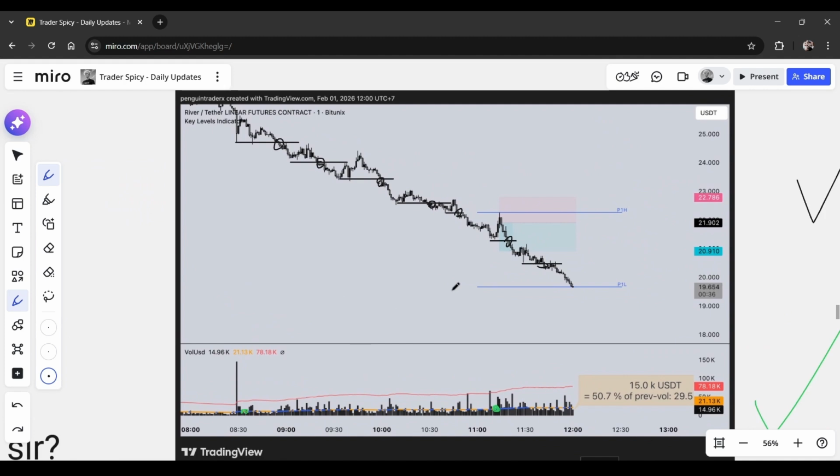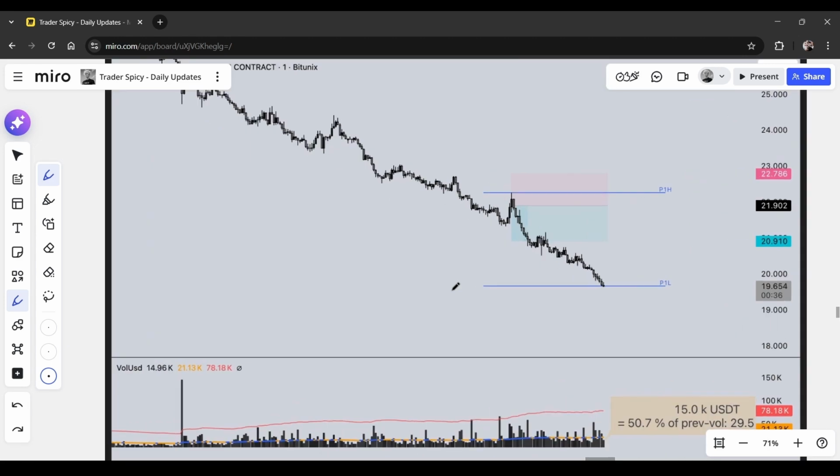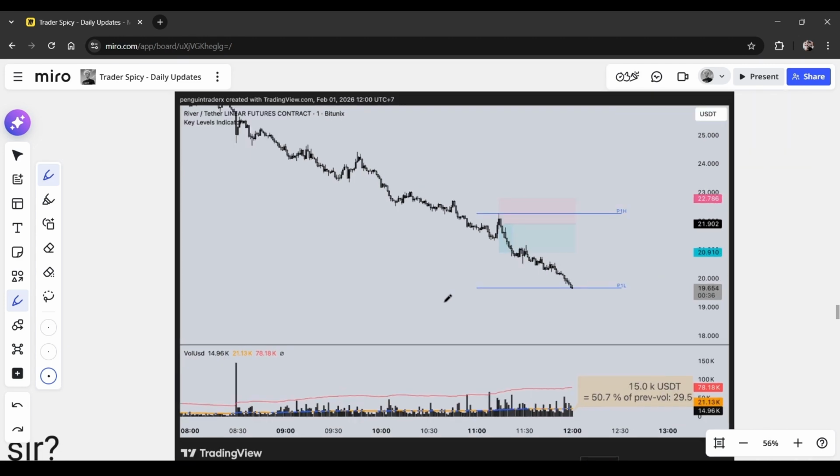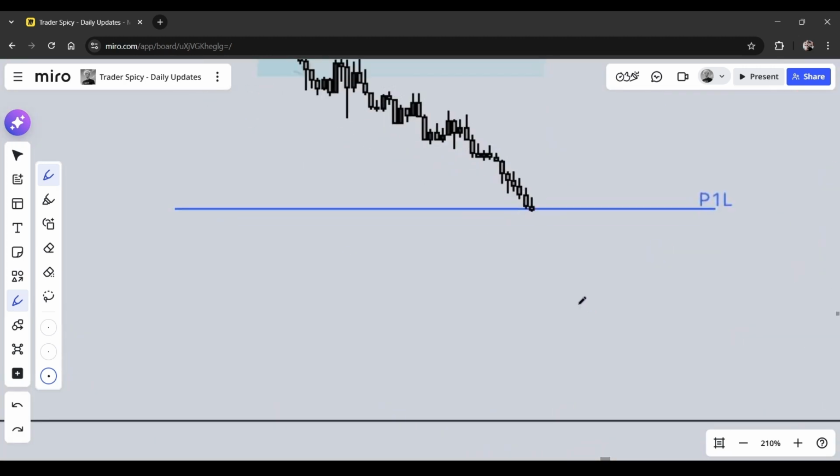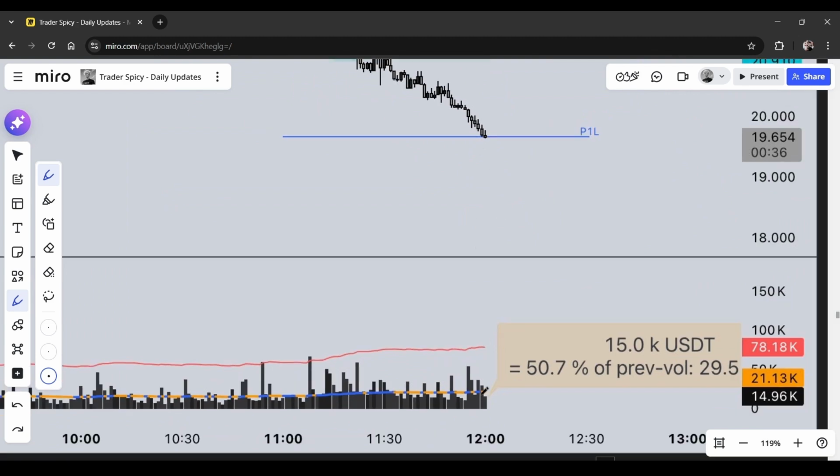Okay, time for some criticism. If I was to remove my drawings, we do have a little bit of issues with this chart. The first thing is that we can't see any support or resistance levels on the chart right now. I can see here you've got your key levels indicator, so that's showing the previous 1 hour high and previous 1 hour low. But I'm a little confused why the low is here. How does that work?